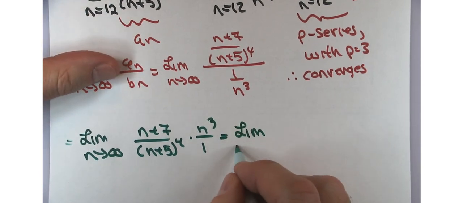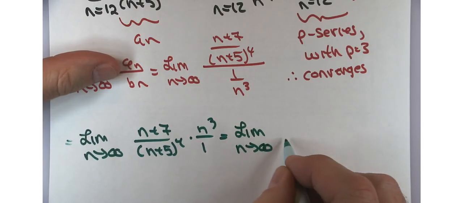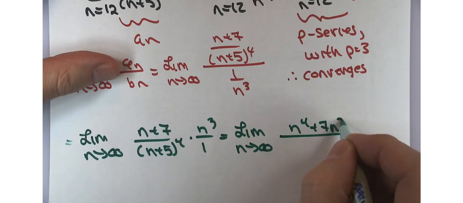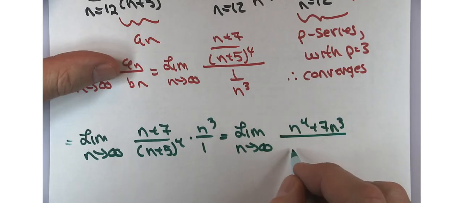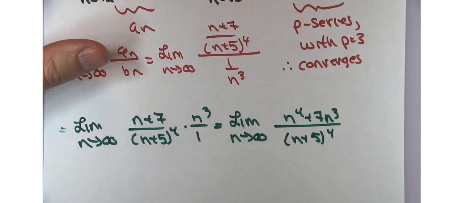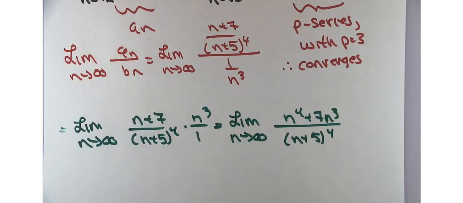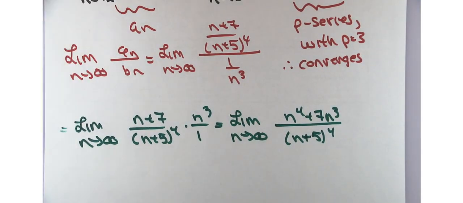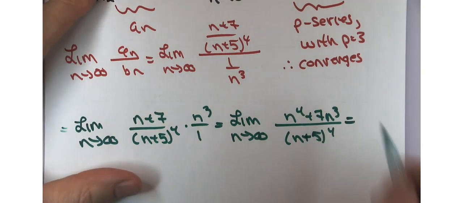The limit as n approaches infinity of n to the fourth plus 7n cubed over (n plus 5) to the fourth. This one might not be as clear to you what this limit is, but maybe it is. I don't know. What would that be if we took the limit? 1. Yeah, it's going to be 1. Oh, I'm impressed. I'm glad to see it.